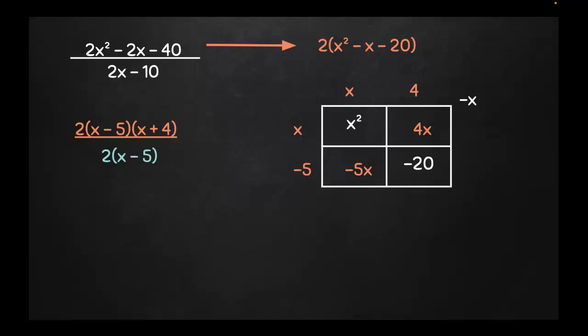When I look at the denominator, I can see that I have a GCF of 2. When I take out that 2, I get x minus 5. Now, you can cancel out the x minus 5 factor, as well as the 2. What is left is the x plus 4. You could write it as x plus 4 over 1. It's not necessary, but that is also the correct answer.